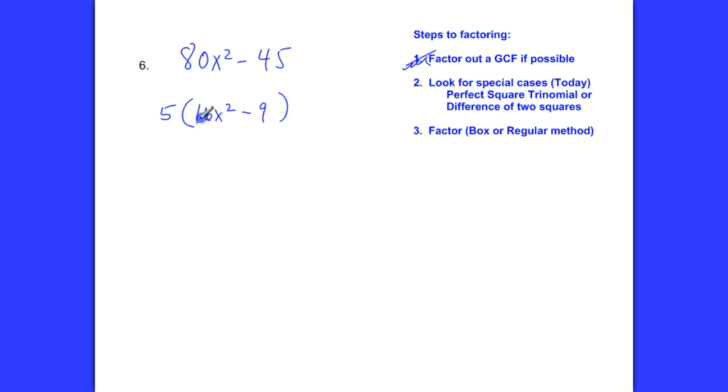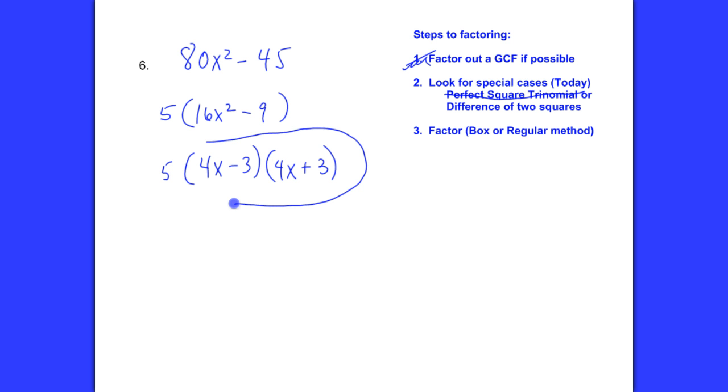All right, look, perfect square, difference. You've got a difference of two squares right there. So I don't need that. Use my difference of two squares pattern. The square root of that is 4x minus the square root of 9 is 3 times 4x plus 3. Voila. Look how easy that is to factor.